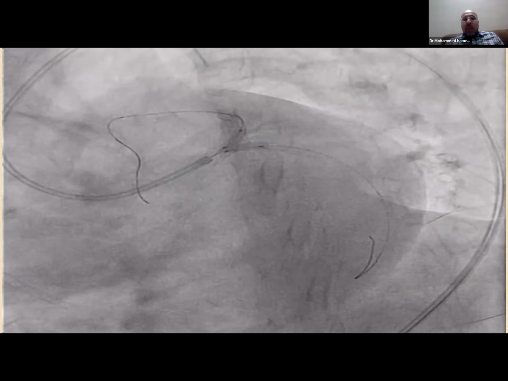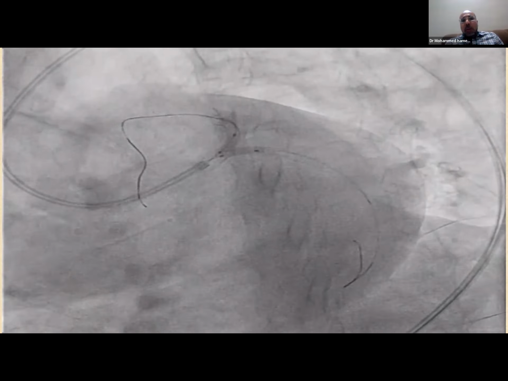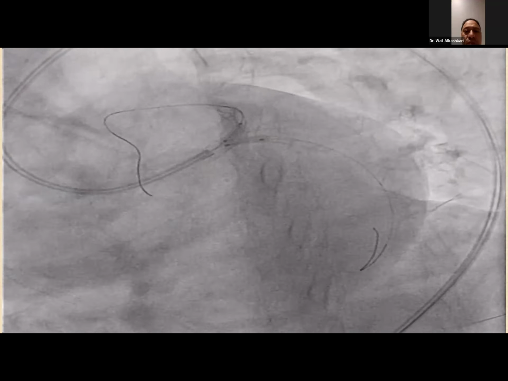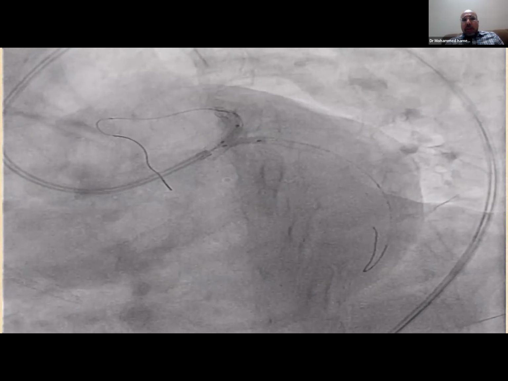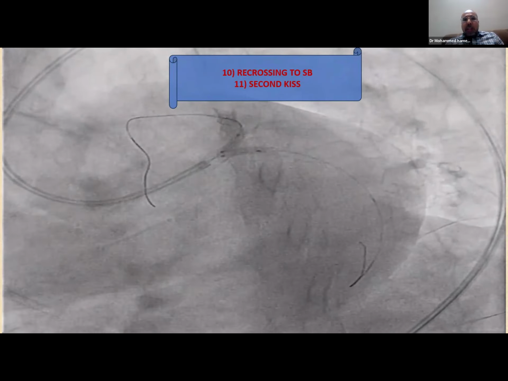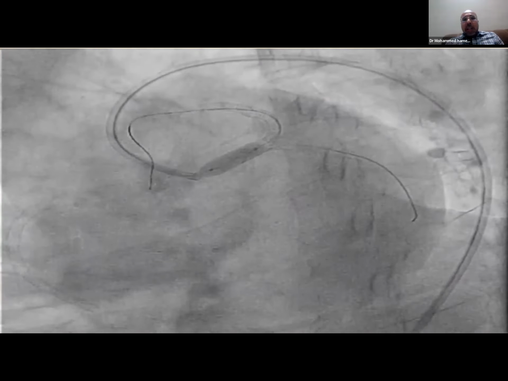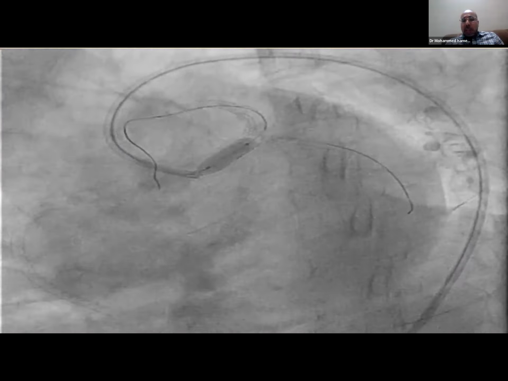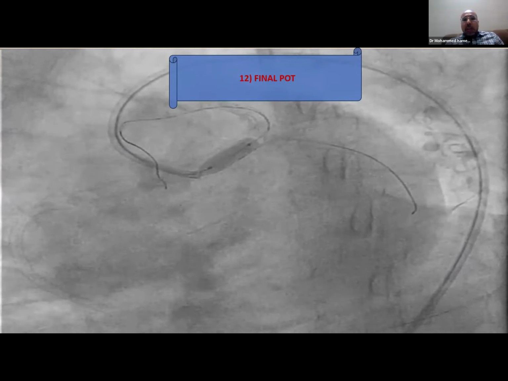1-to-1 size for each vessel, and it will fit the equation of 2/3 of the left main size, which is going to be 4. Exactly, for a 5 left main. 4 or 5, yeah. So now we did the step of recrossing and the second kiss, and finally we did the final bot with the same 4.5 NC balloon. This is the final bot.